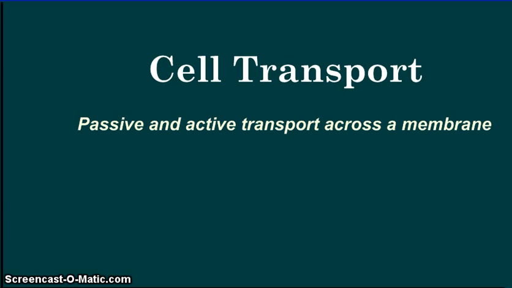Welcome back. Today's topic is cellular transport. We'll be specifically talking about the two kinds of cell transport and comparing them, as well as introducing you to how they work. Passive and active transport are the two ways that a cell moves things across a membrane. This is important for the cell because this is the way that the cell maintains balance, otherwise known as homeostasis.